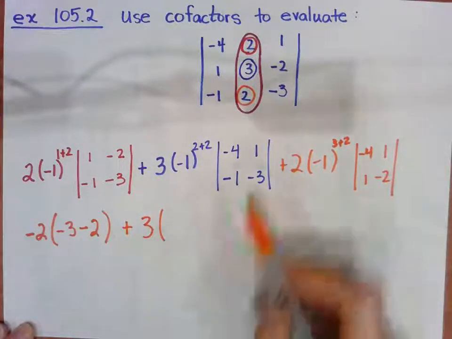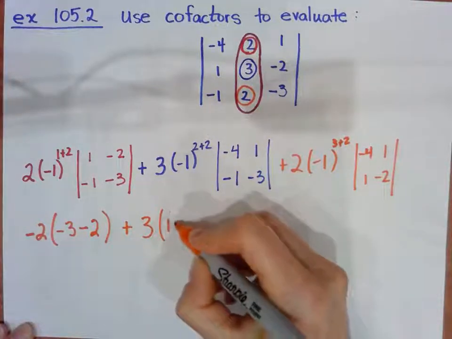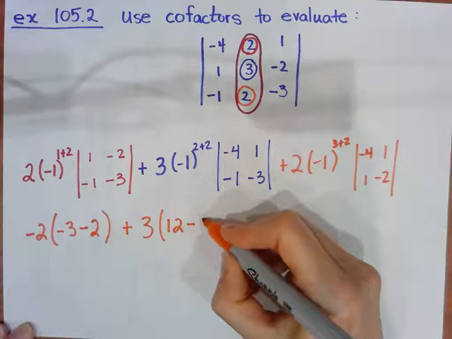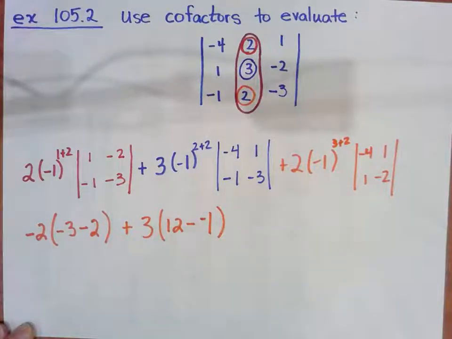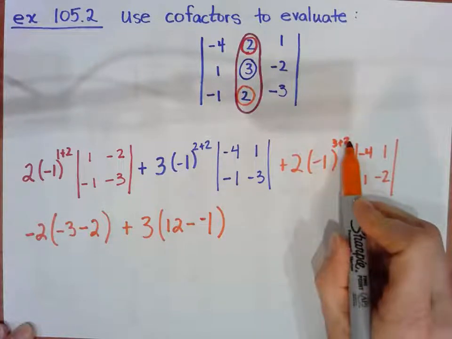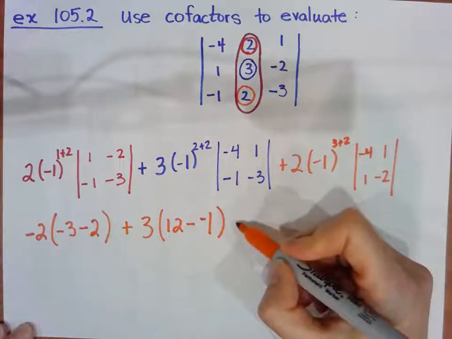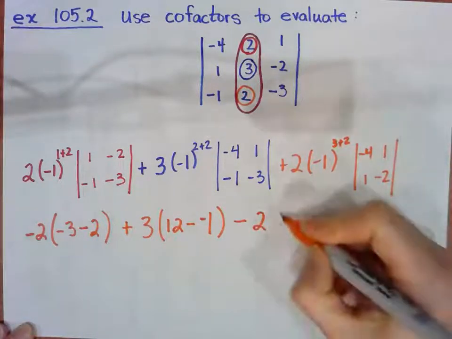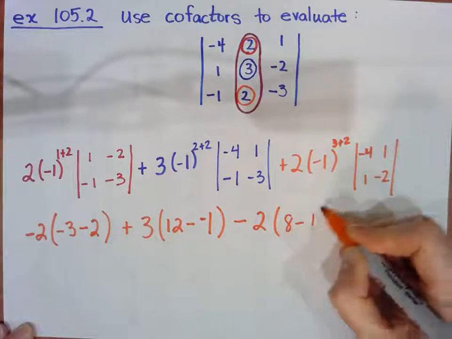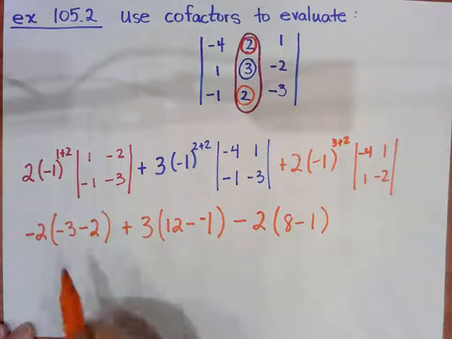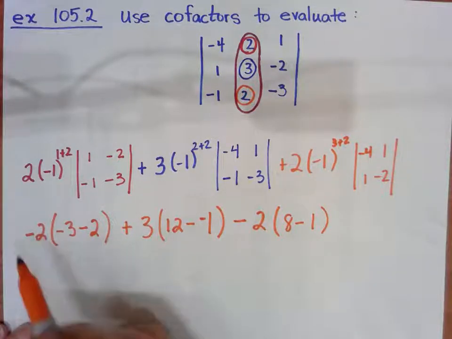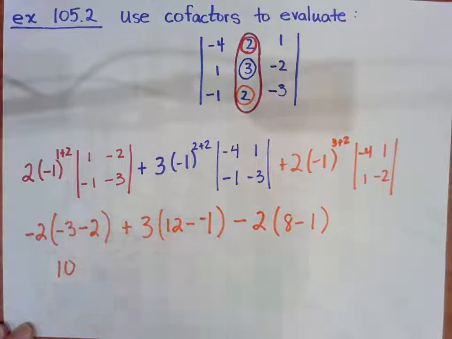And the determinant here is 12 minus negative 1. And this is going to be negative 1 to the fifth power is negative 1. So this is going to be a minus 2. And the determinant is 8 minus positive 1. Alright, so this is negative 5 times negative 2 is 10.